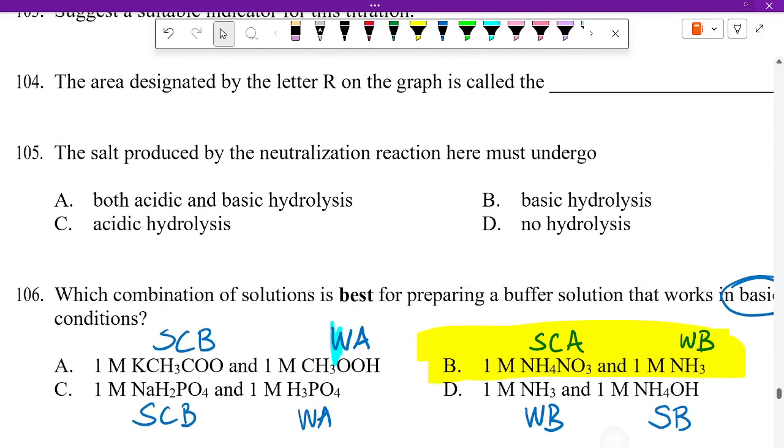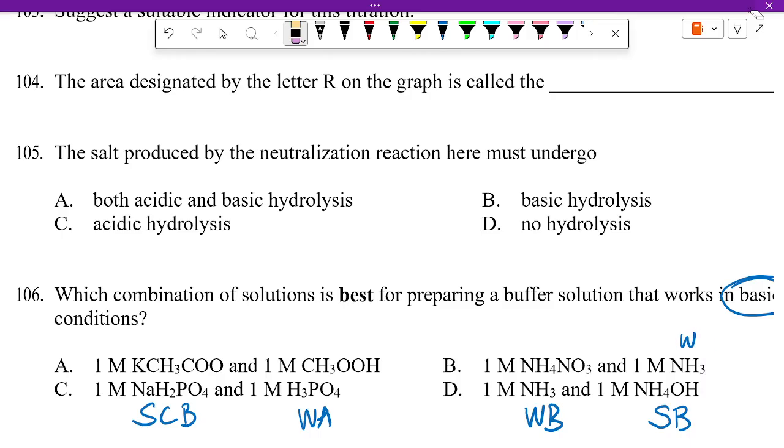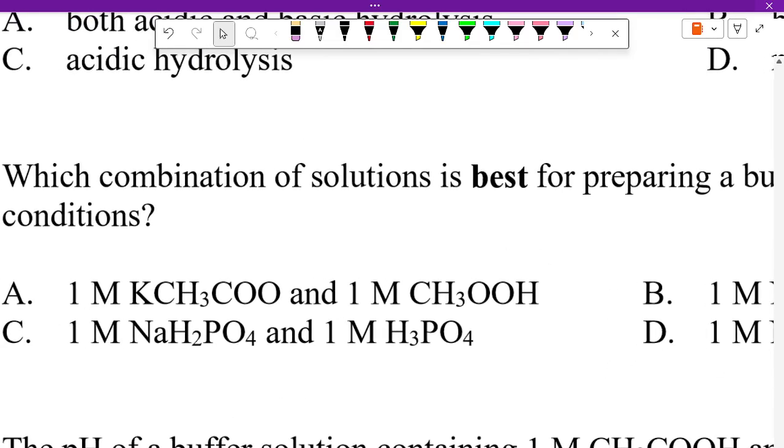And then for 106, I'm going to get rid of this because we did talk about this in the past, but we're going to talk about it from an AP framework. Because I've got a base and I've got an acid. And what I'm going to do is look up my Ka for this acid. Ka for CH3COOH is 1.8 times 10 to the minus 5.